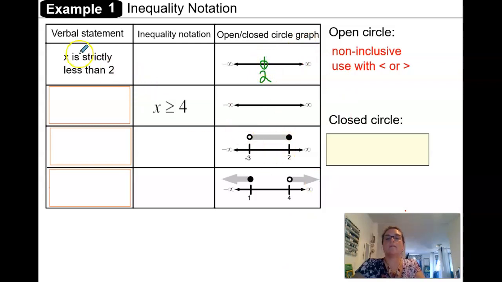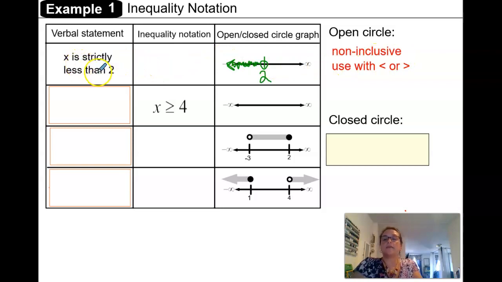And since the x's are less than 2, we're going to shade down the number line toward negative infinity because we want everything smaller than or less than the 2. And when we want to put that solution into inequality notation, non-inclusive, we use greater than or less than. There's no equals with it because we don't include that endpoint.